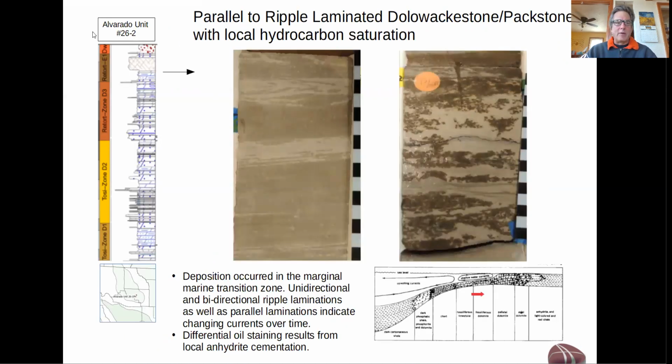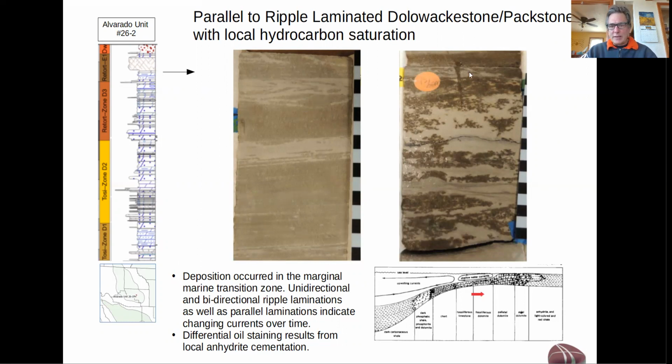This again is from the Alvarado Unit 26-2. This is a core of the Phosphoria. In particular, it's mostly cored within the Hervé member of the Phosphoria. And you can see here a couple of photos of the core itself, showing some bidirectional current rippling here, some planar lamination here.